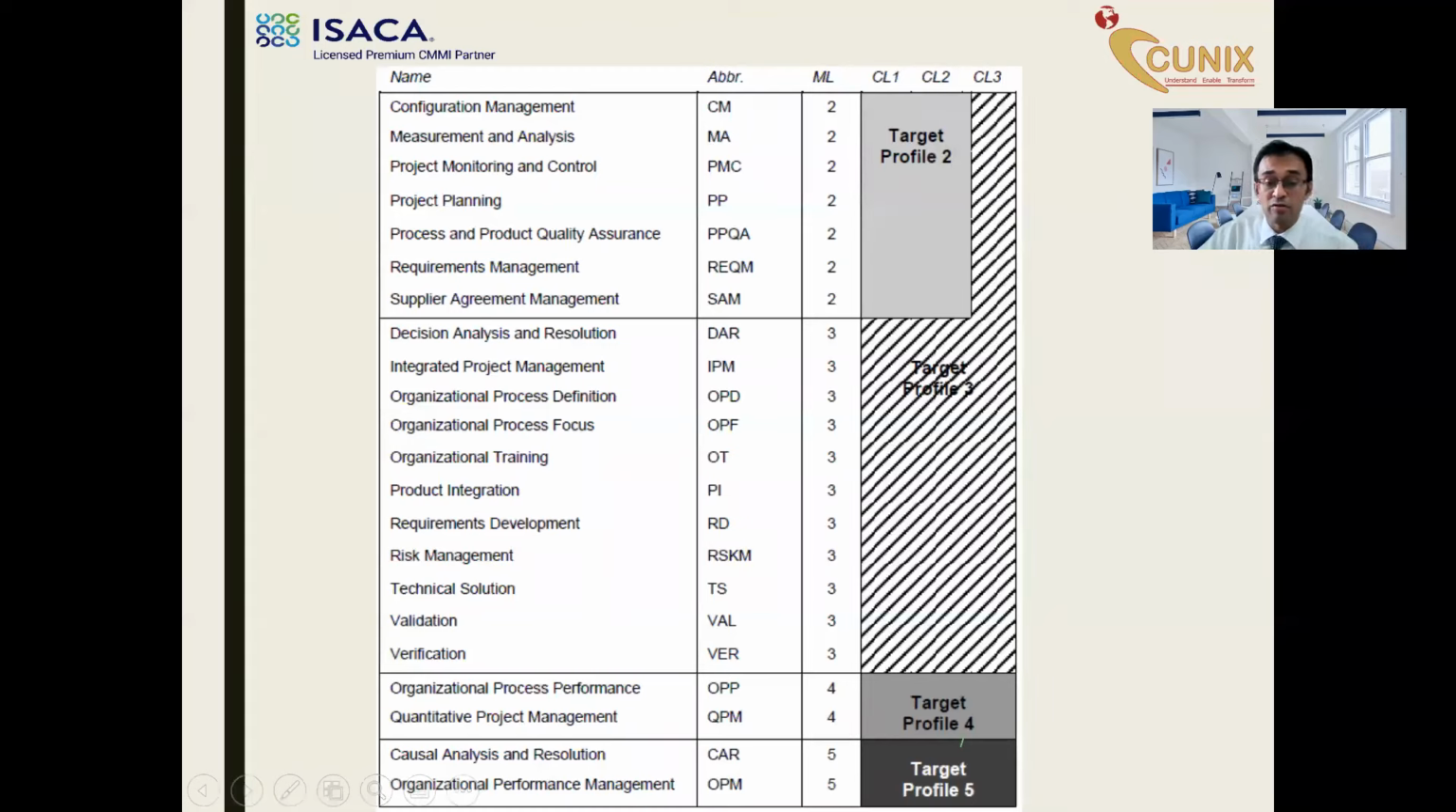And finally, if you wanted to target the highest optimum level, level 5, you would have to take care of 22 practice areas, right?